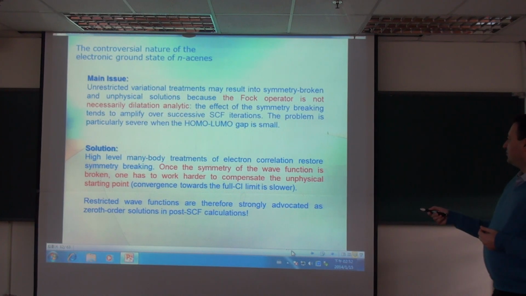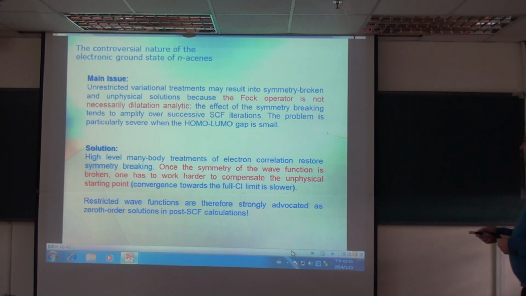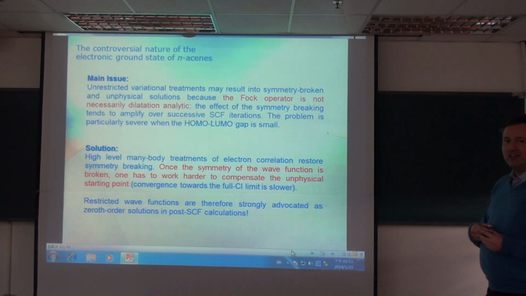The problem is that once the symmetry of the wave function is broken, one has to work harder to compensate the unphysical starting point. Because this means in practice that the convergence towards the full CI limit is slower. And therefore, we always strongly advocate restricted wave functions as zero-order solutions in post-SCF calculations.